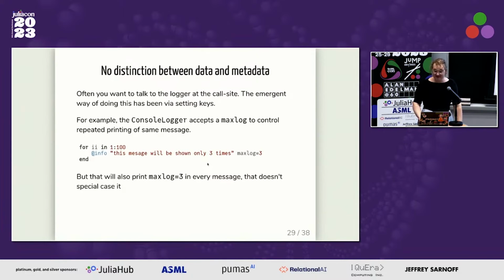Other things, there's no distinction between data and metadata. So often we want to talk to the logging system itself at the call site. We want to pass some metadata about what should be logged to the call site. So this has emergently been done by setting keys. So the console logger takes a max log keyword to control how many times a message should be logged. And then it filters that out before it prints anything. But if you use any other logger that doesn't special case filter it out, it'll just print that in all your logs, even though it's metadata.